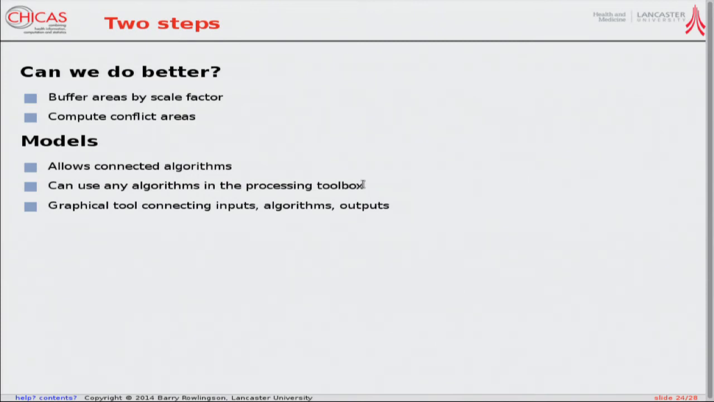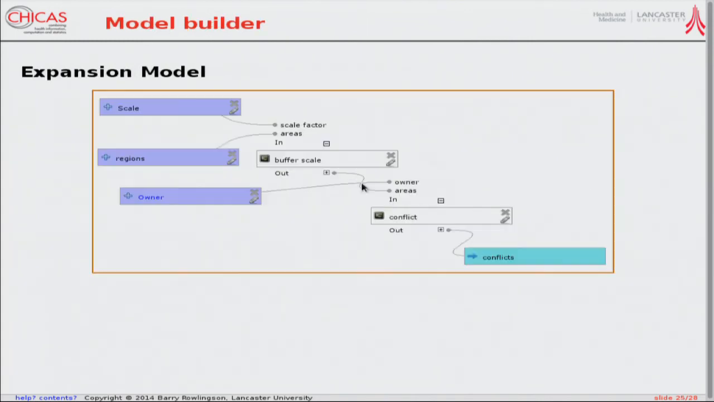So that's a kind of two-step process. First of all, I triple the areas, and then I run the conflict algorithm. But I can combine those, because QGIS has this rather groovy little model builder where you can graphically build an algorithm using any of the QGIS processing algorithms with any of your inputs and outputs.